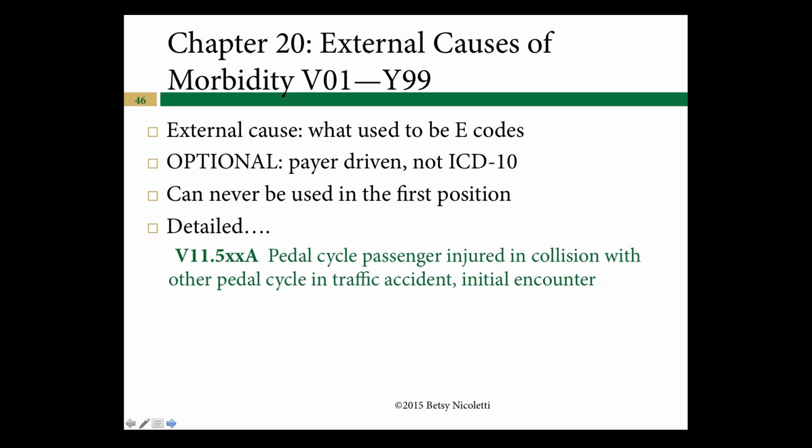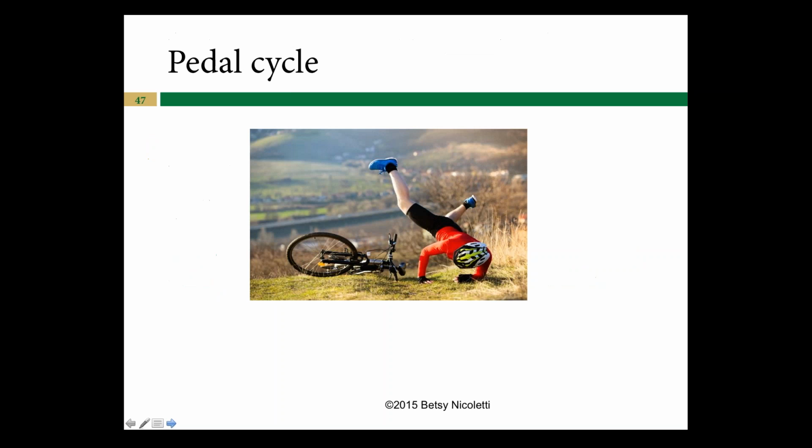So we could have a pedal cycle passenger who's injured just because they fell off their own bike. I have fallen off my own bike. Or we could have a pedal cycle passenger injured with a motor vehicle accident. And then, of course, the initial and subsequent encounter. But when I first started reading this, I said, what in the world is a pedal cycle? And then I thought, well, I guess it's because the World Health Organization made these codes up, because we don't talk about pedal cycles. But then someone corrected me and said, well, the patient could have been injured on a tricycle or a unicycle, not a bicycle. But I still think this whole concept of pedal cycle is odd.